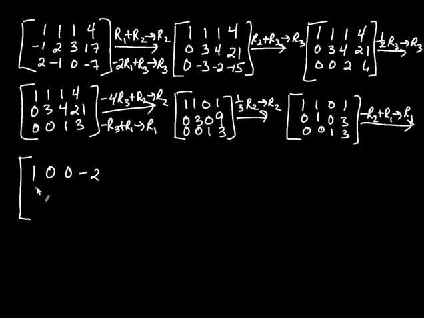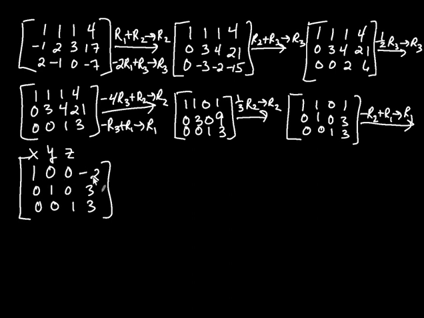And the second row remains the same, 0, 1, 0, 3. Bottom row is 0, 0, 1, 3. Okay, now this is in reduced row echelon form. Now remember, these correspond to the coefficients for x. These correspond to the coefficients for y, and these correspond to the coefficients for z.